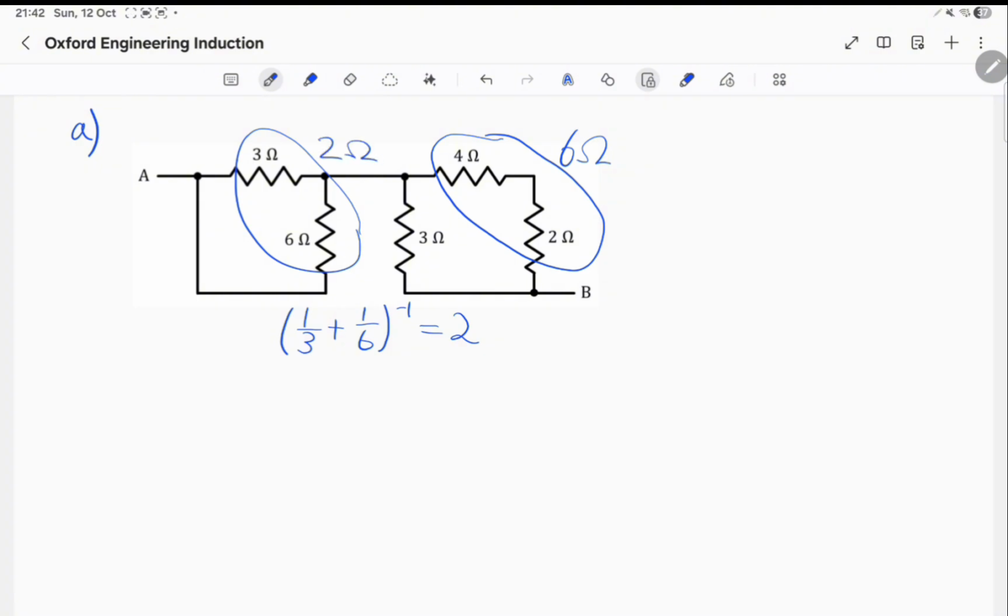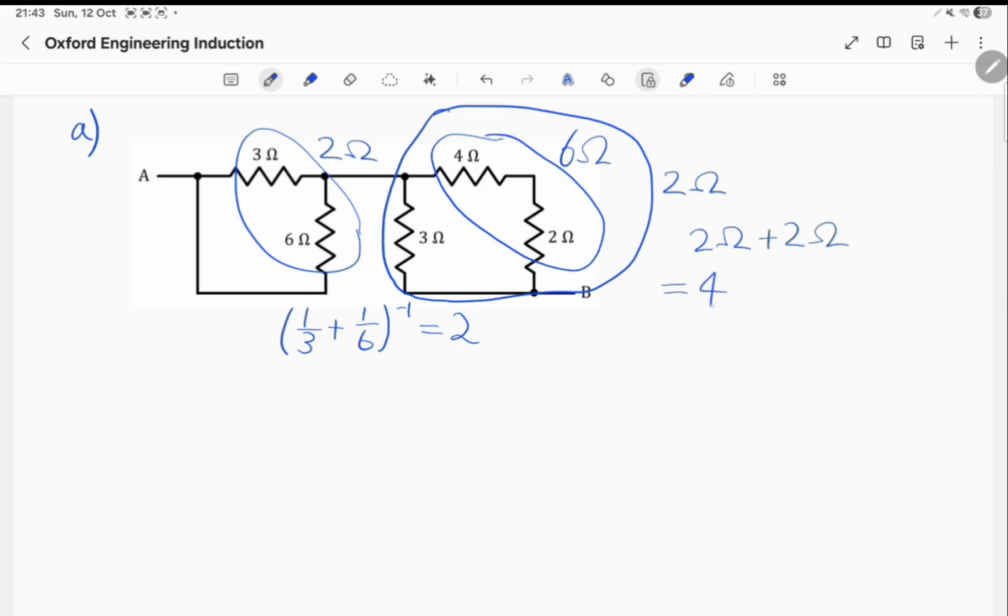Similarly, we'll notice that over here we also have a 3 ohm resistor in parallel with a 6 ohm resistor, and that will give us 2 ohms of resistance. Finally, we'll notice that we have 2 ohms in parallel with 2 ohms, and when we add them together, we get 4 ohms.